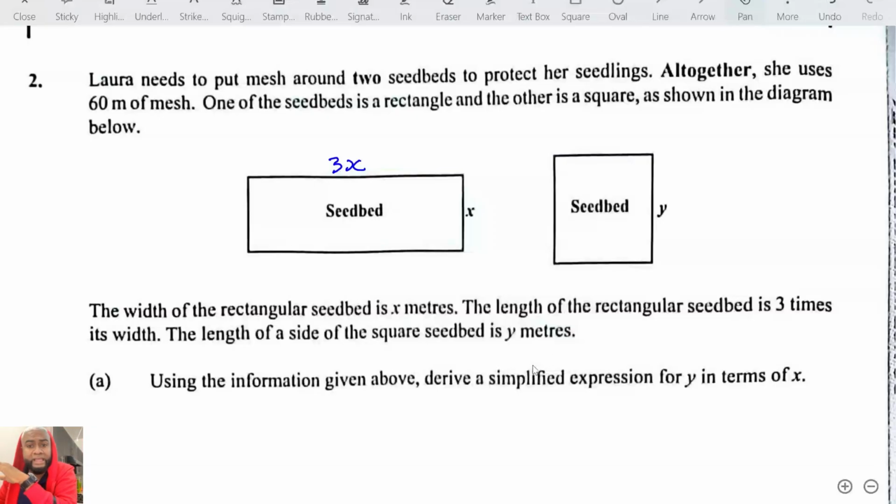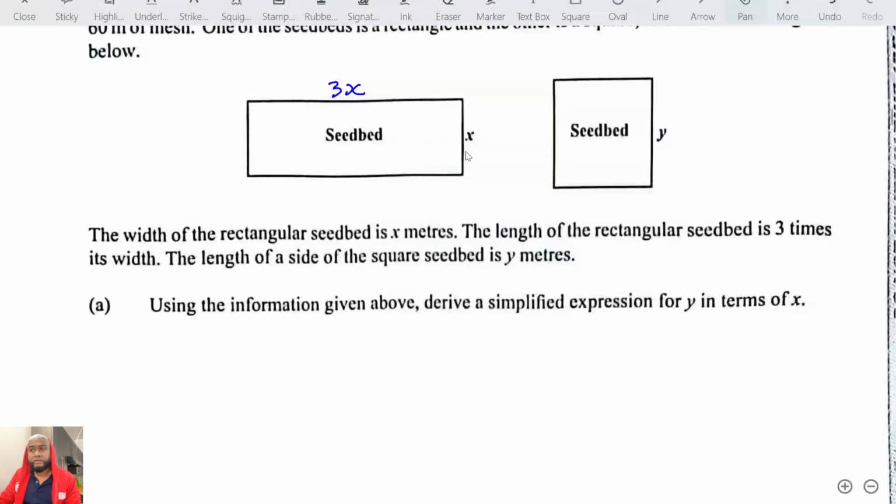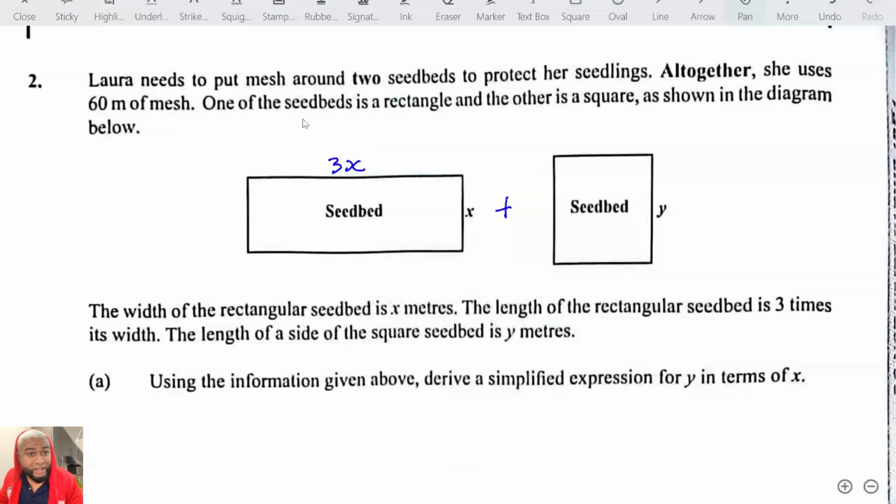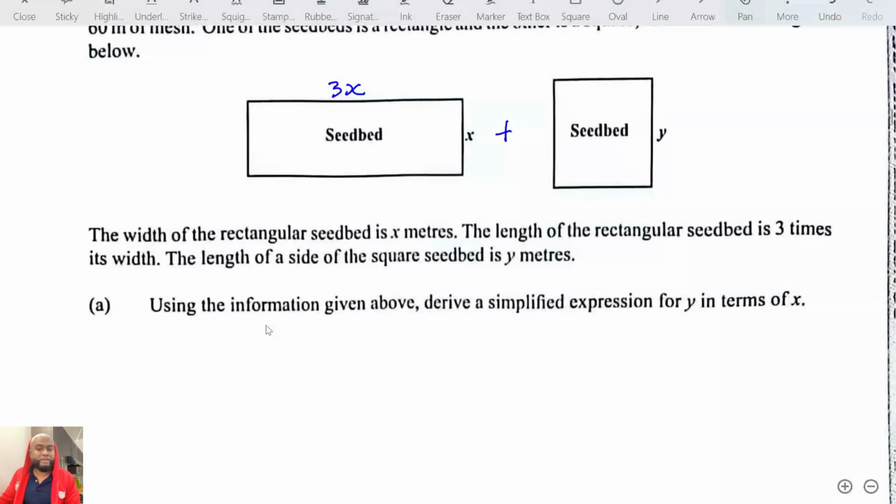We want y in terms of x, right? So the only information that is given that we can form an equation with is what? Who could tell me why? Anybody? What's the only information we can actually form an equation with? The perimeter of the rectangle plus the perimeter of the square is equal to 60. Excellent, Zaria.